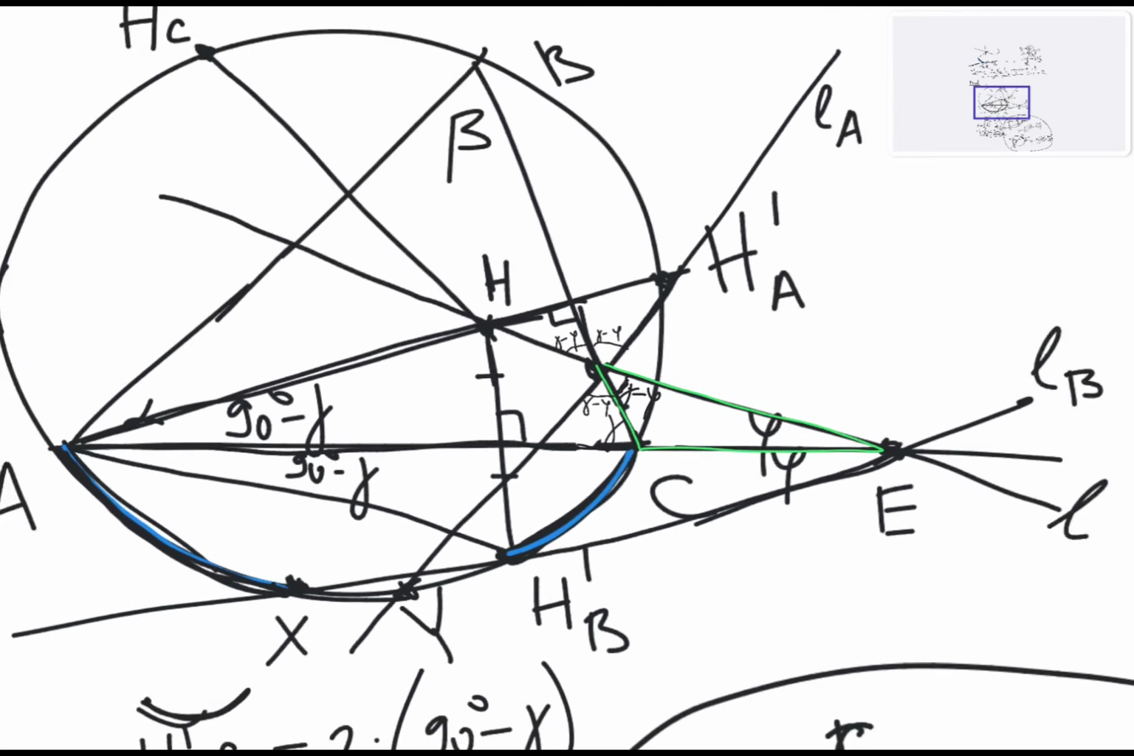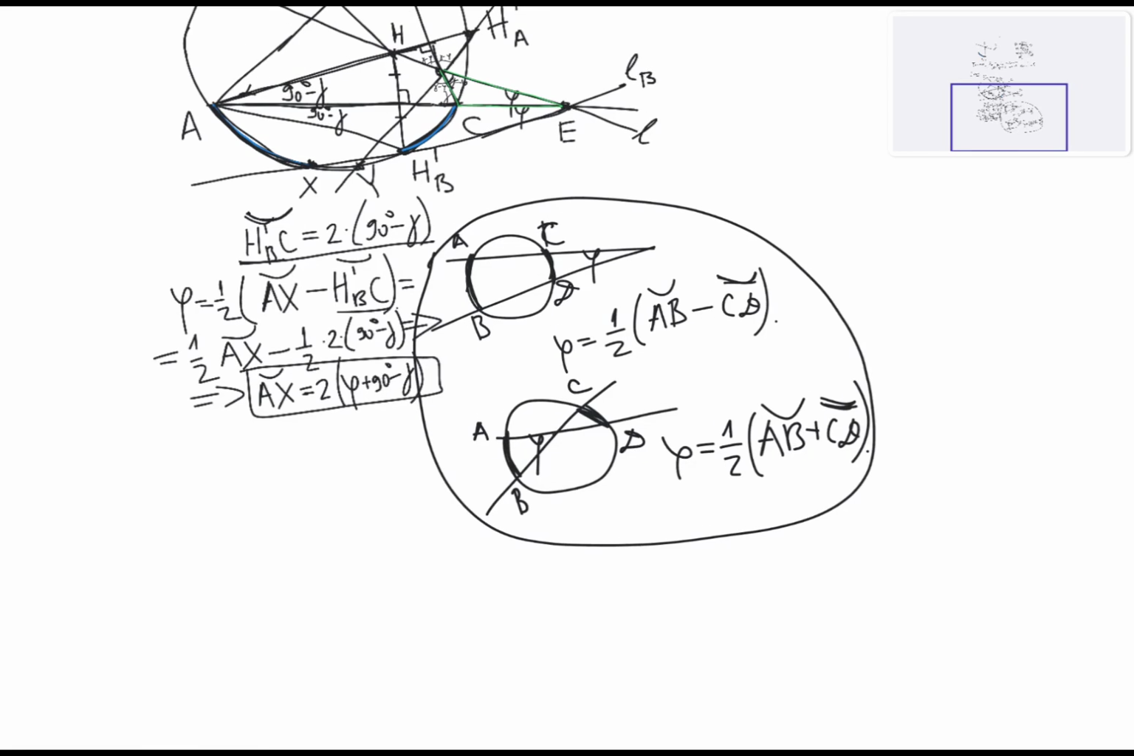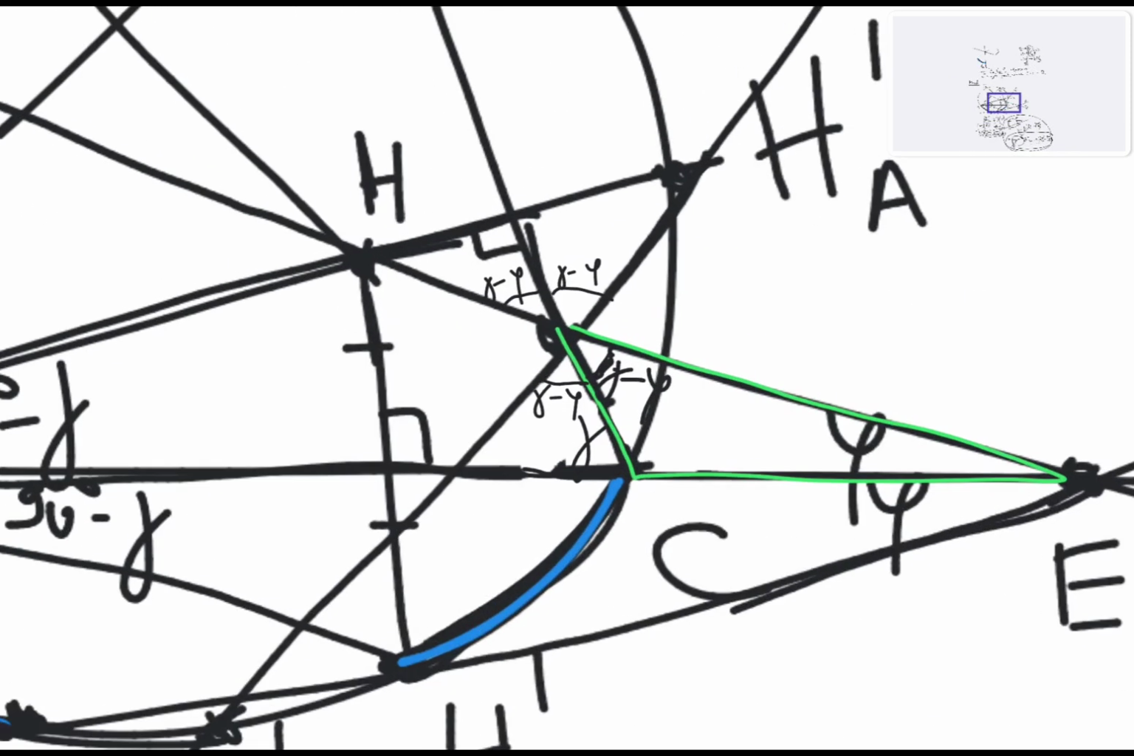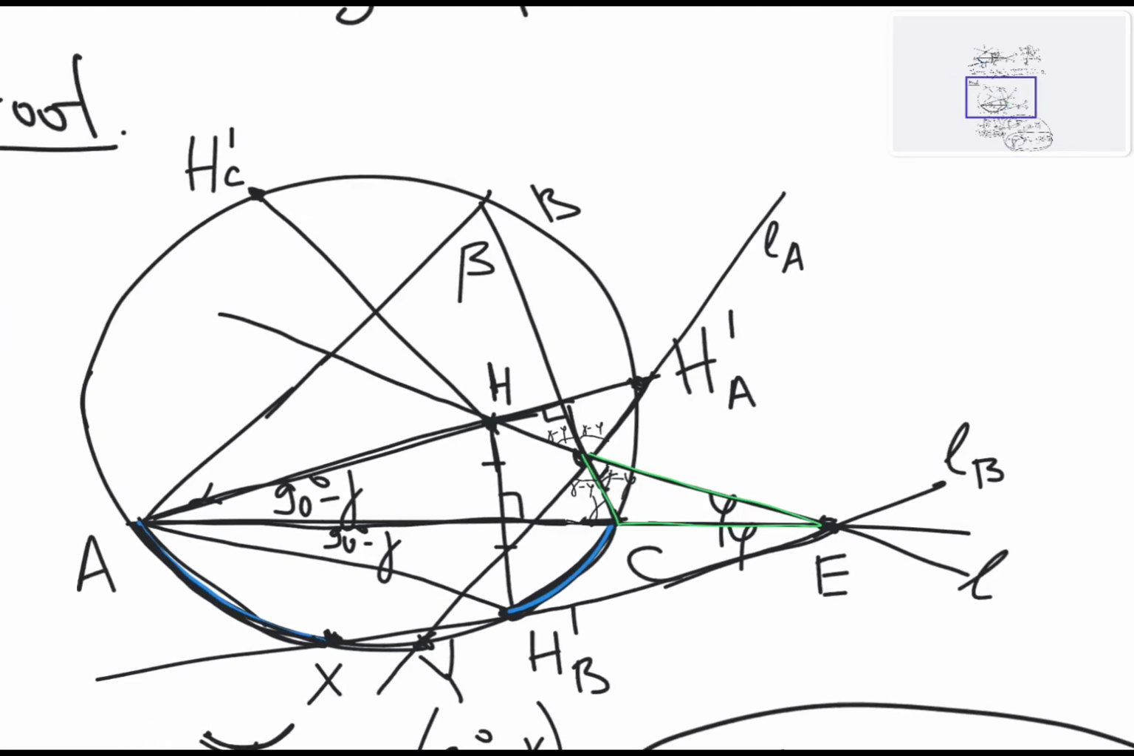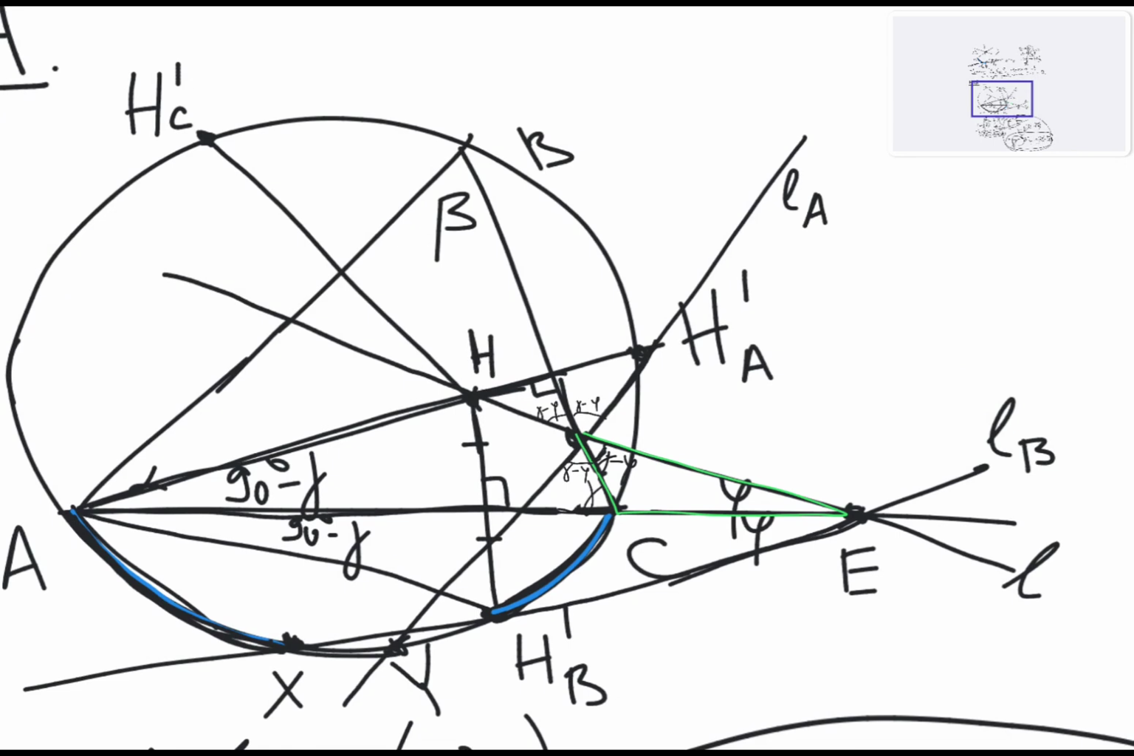So now we use this theorem for the angle gamma minus phi, and the two arcs are, let me highlight them in red. This arc and this arc. Basically this angle, I highlighted in red, cuts two arcs on the circle. So how do we calculate them?